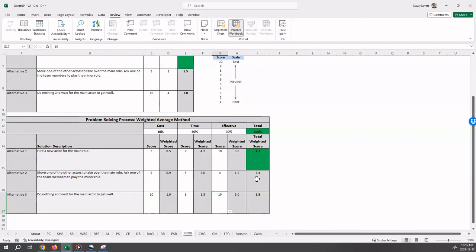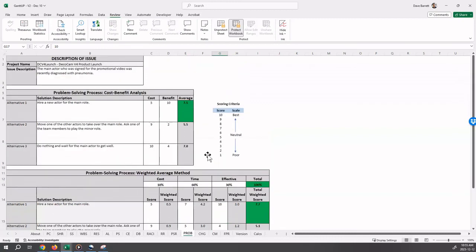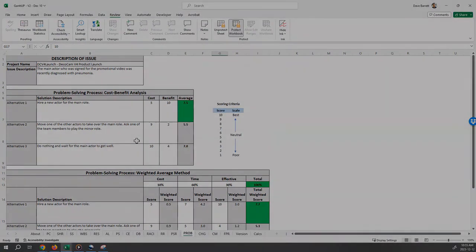So here again, number one is still our best option. You can see the differences between alternative 2 and 3 are a little closer here than they were up there. But that's two different approaches for solving problems using two different problem-solving approaches. So thank you for watching this video.